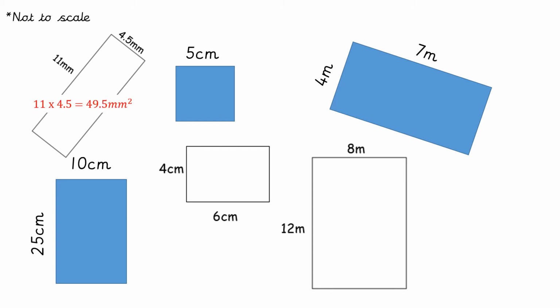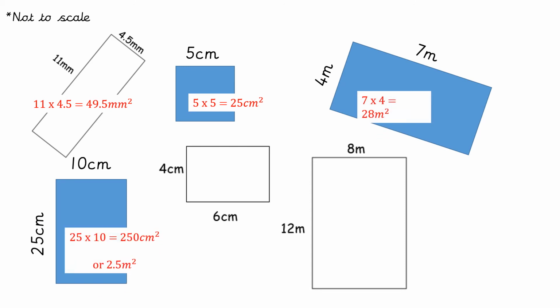So 11 times 4.5 is 49.5 millimetres squared. That one's a square, so we only need to know one of the sides, and it's 5 times 5, which is 25 centimetres squared. 7 times 4 is 28 metres squared. 25 times by 10 is 250 centimetres squared. And if you want to, you could convert that to metres, because we know that 200 centimetres equals 2 metres.